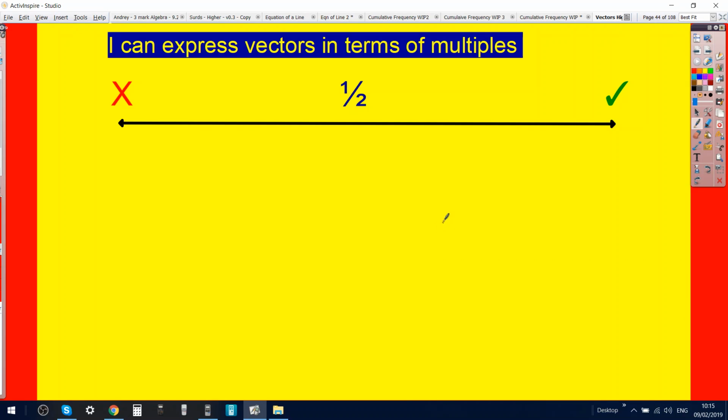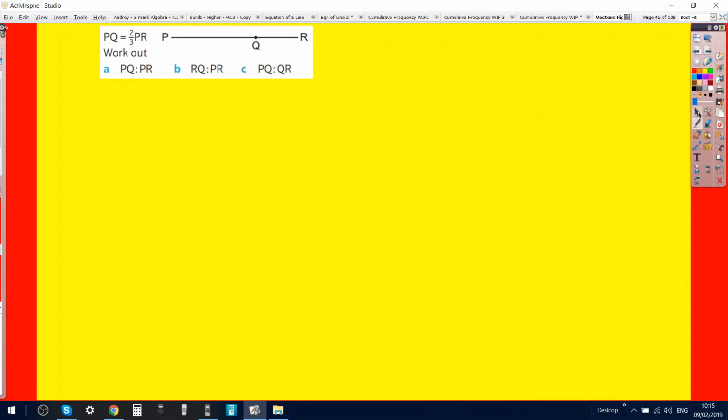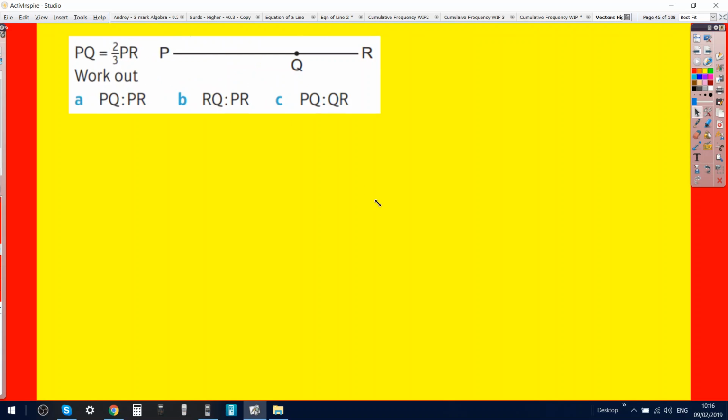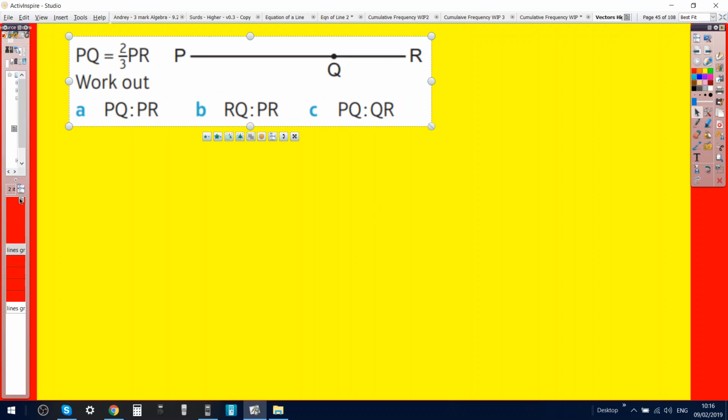Okay, this one. 3/4 again. Okay. Let's see this one. All right, let's try this.